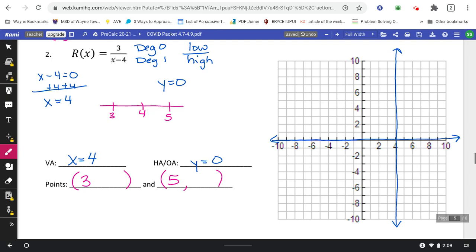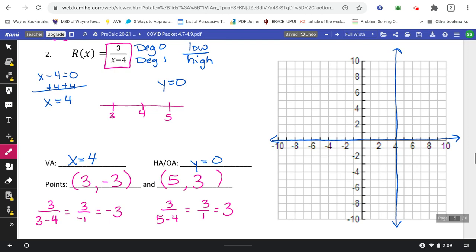Then you go back to your original equation, and you're going to plug in a 3 and a 5. We'll plug in the 3 first. There's only one place to plug in the 3 for the x. Got an answer of -3. And then we'll go ahead and plug in the 5. Again, only one place to plug in the 5 this time. And I get +3. These are the 2 points I'll graph.